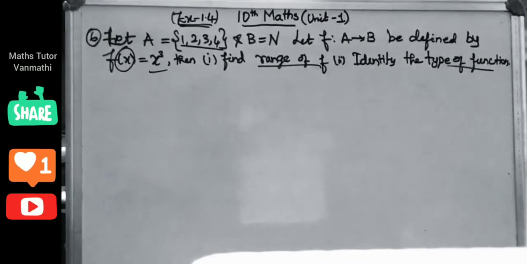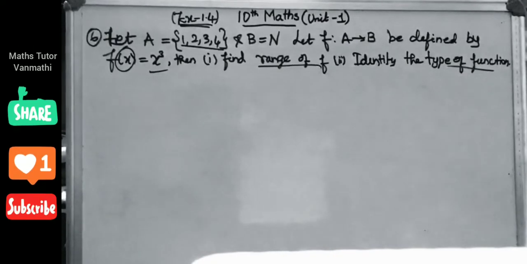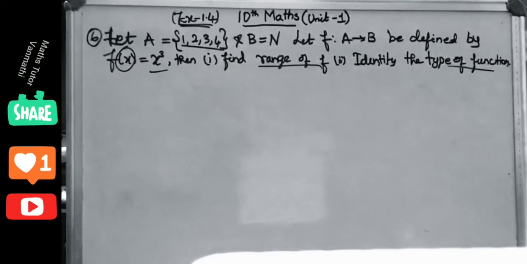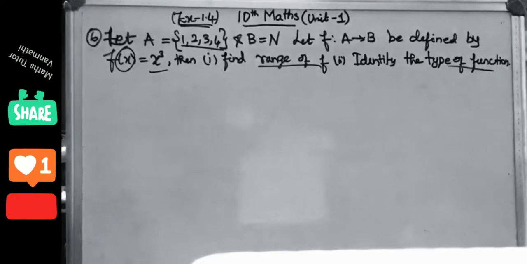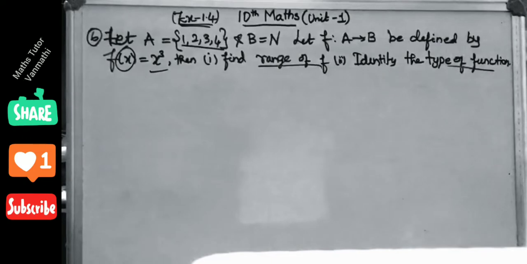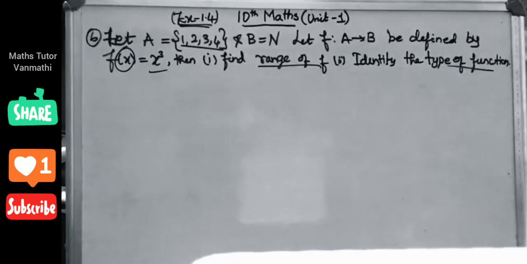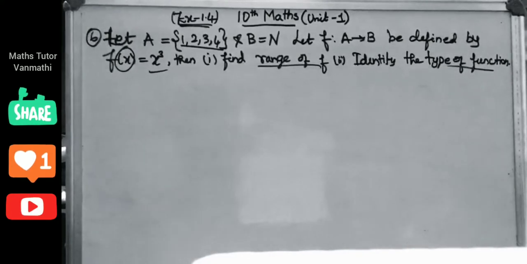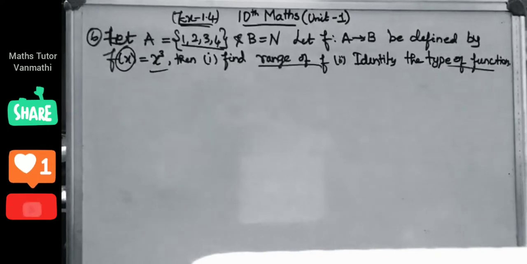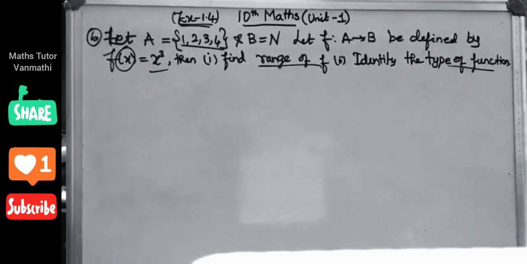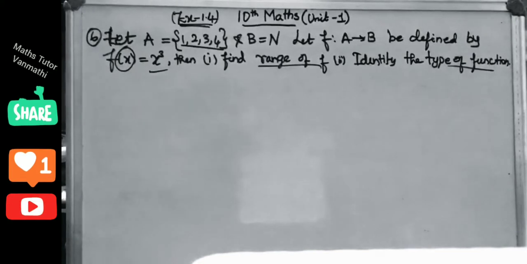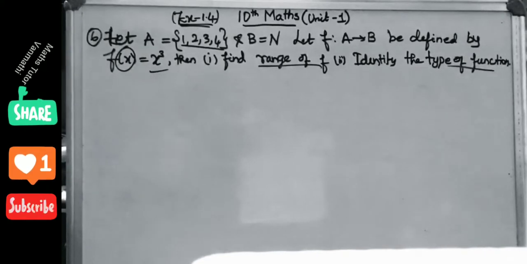Exercise 1.4. Let A equal to 1, 2, 3, 4 and B equal to N. Let f from A to B be defined by f of x equal to x cube. Find the range of f and the type of function. We have to identify the type of function. The question is easy. This is your homework problem. By comparing with the example last taken, you just work it out and see. You will get the answer. You have to substitute the 4 values 1, 2, 3, 4 in f of x equal to x cube. Then you will get your codomain. You have to check whether the codomain and range are equal. Then you guess what type of function this is. That is your solution. Okay, next problem we can go.